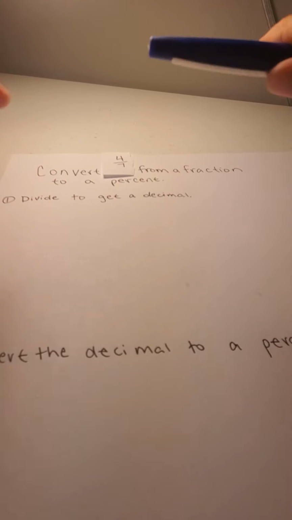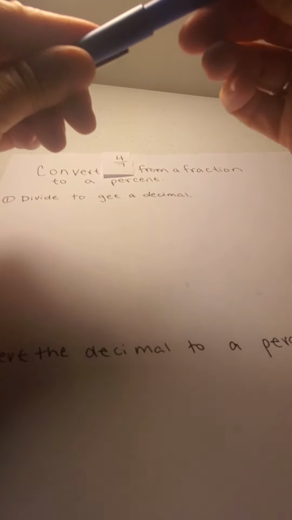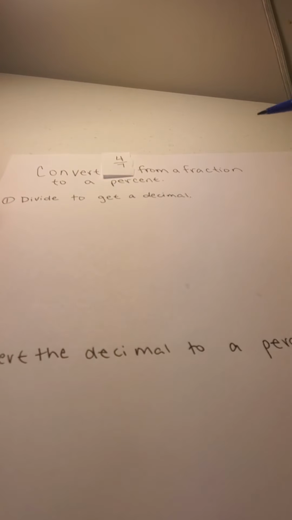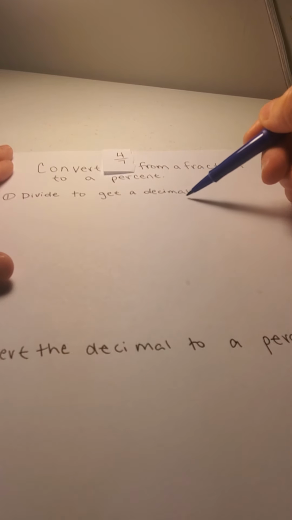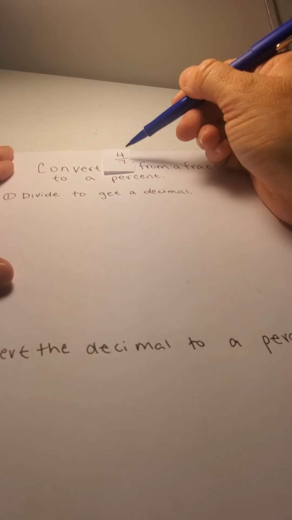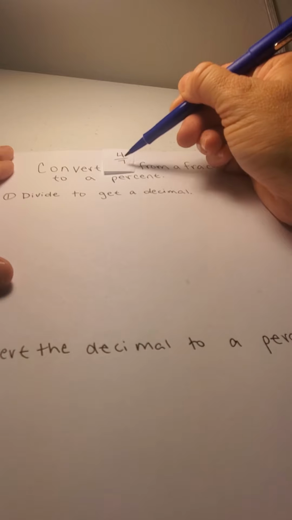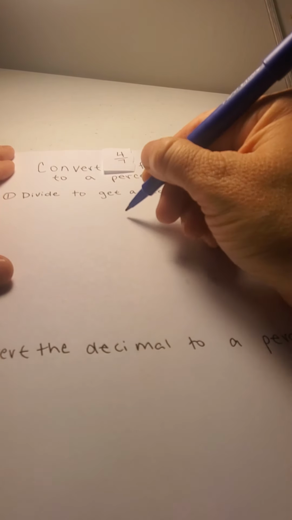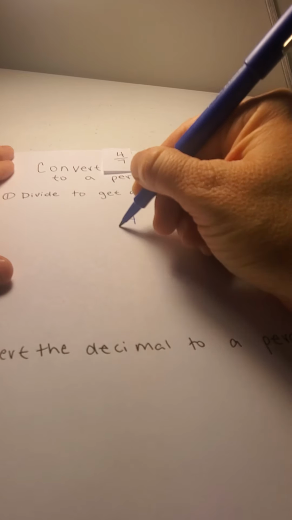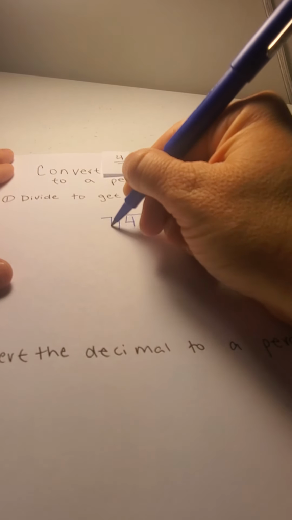Okay, so for this example, we're looking at how to convert a fraction to a percent, and our directions say convert 4/7 from a fraction to a percent. So our first step is going to be to divide to get a decimal, and we're going to be dividing the top of the fraction, the 4, by the bottom of the fraction, so by 7. So I'll start off and say 4 divided by 7.